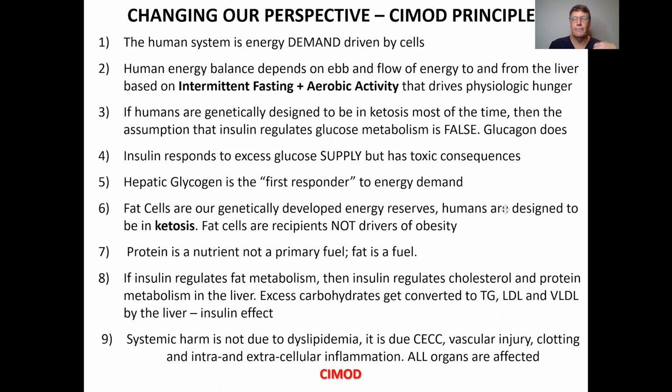Hepatic glycogen is the first responder to energy demand, with release of glycogen from the liver, but our fat cells are generally developed as energy reserves, this massive store of energy. And humans are designed to be in ketosis. Therefore, fat cells are not the drivers. Fat cells are the recipients, not the drivers of obesity. The liver is the driver of obesity by turning sugar into fat.